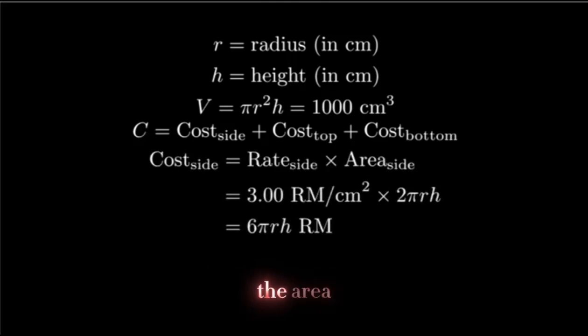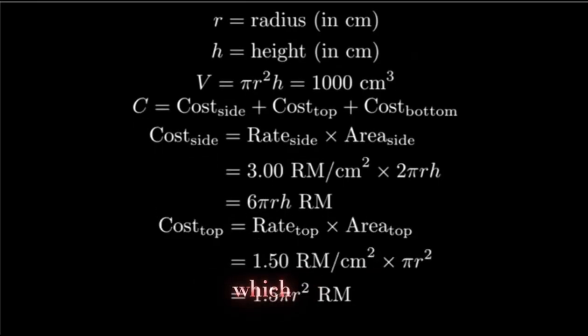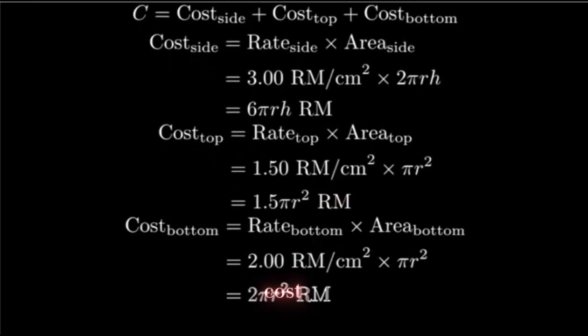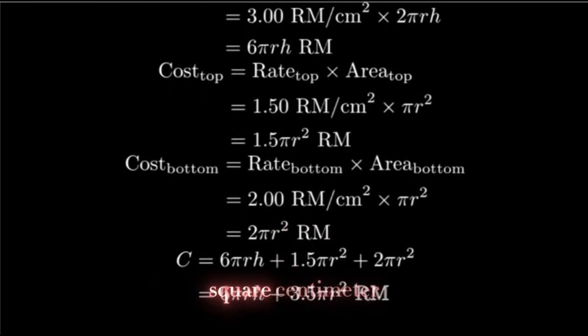For the side, the area is 2 pi r h and the cost rate is 3 ringgit per square centimeter, giving a cost of 3 times 2 pi r h, which equals 6 pi r h. For the top, the area is pi r squared and the cost rate is 1 ringgit 50 cent per square centimeter, giving a cost of 1.5 times pi r squared. For the bottom, the area is also pi r squared, but the cost rate is 2 ringgit per square centimeter, giving a cost of 2 times pi r squared. Adding this up, our total cost function is C equals 6 pi r h plus 3.5 pi r squared.